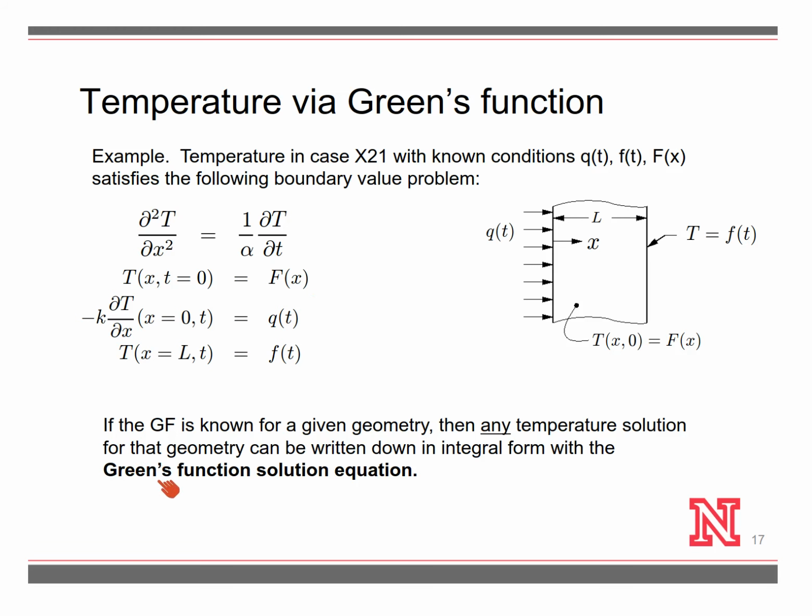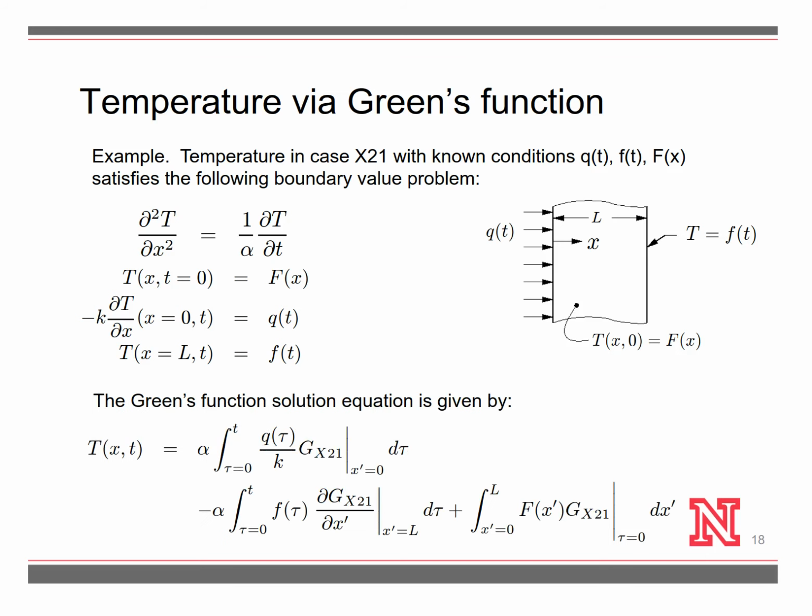Well, using the Green's function, if I know the Green's function for this geometry, then any temperature solution for this geometry can be written down in an integral form with the Green's function solution equation. So let me write down the formal solution to this family. The Green's function solution says the temperature is the sum of three integrals. There's one for the heat flux at the boundary, there's one for the specified temperature at the boundary, and there's one for the initial condition.